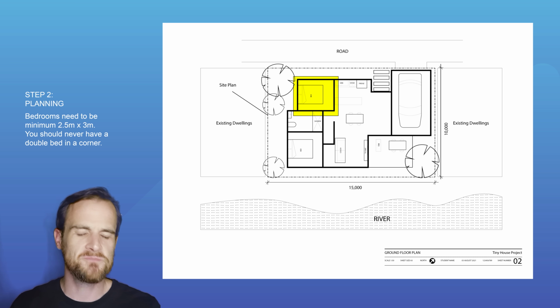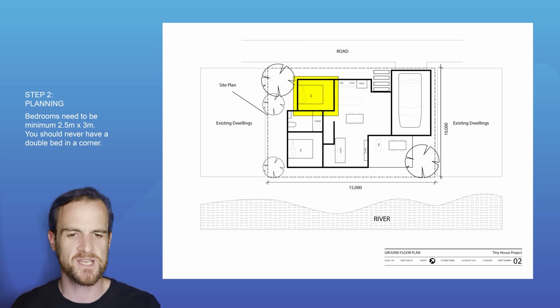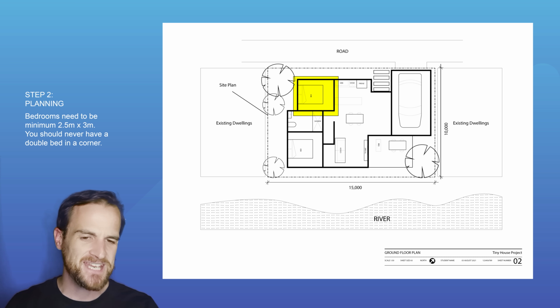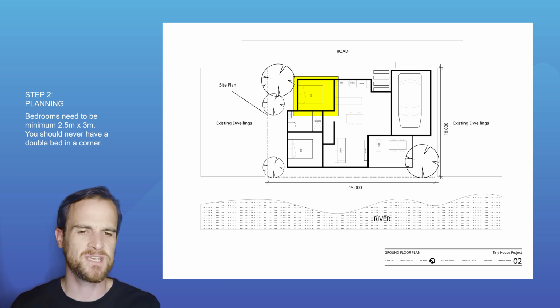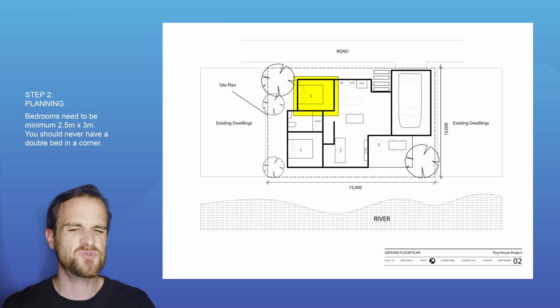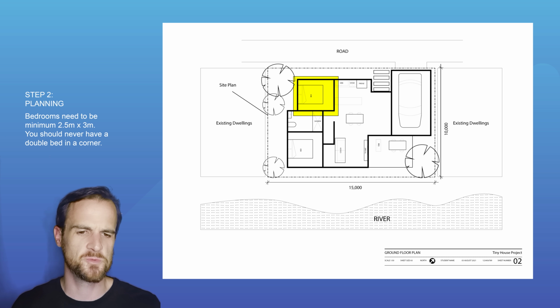You've got to do them in a minimum of 2.5 by 3 meters. Any smaller than that, and they're not going to be able to fit a double bed. They might be a single bedroom, which can be a bit smaller than that, but you really want to try and get that minimum of 2.5 by 3 meters.